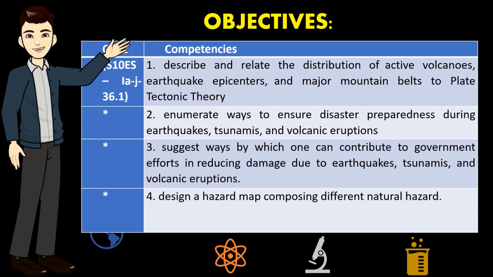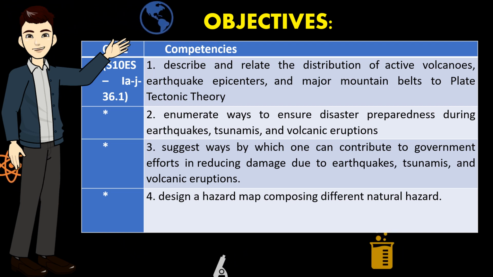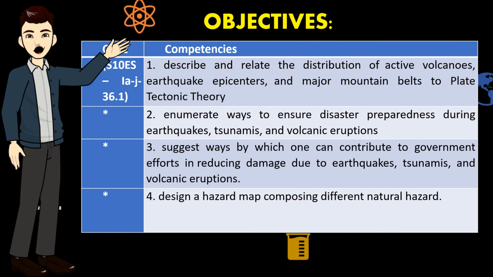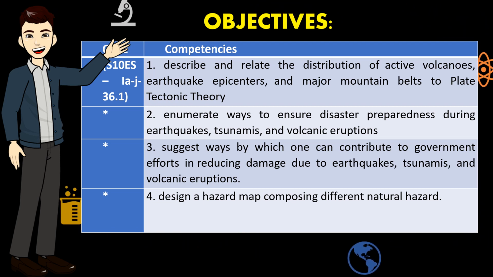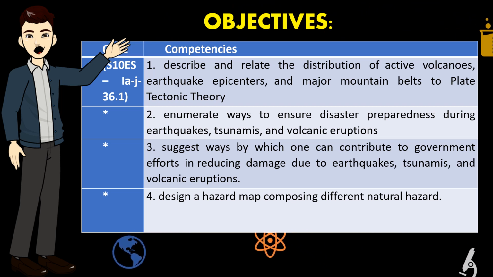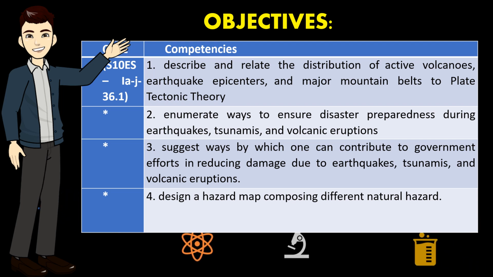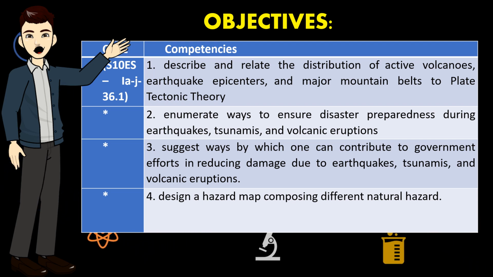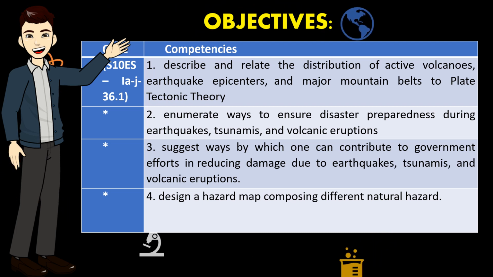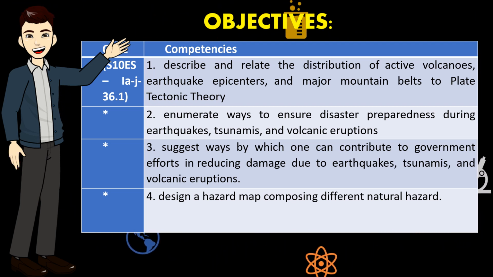Thanks for trying your best to remember what you have learned in your previous year's lesson and answering the short activity. Now let's all read the objectives for this module. 1. Describe and relate the distribution of active volcanoes, earthquake epicenters, and major mountain belts to plate tectonic theory. 2. Enumerate ways to ensure disaster preparedness during earthquakes, tsunamis, and volcanic eruptions. 3. Suggest ways by which one can contribute to government efforts in reducing damage due to earthquakes, tsunamis, and volcanic eruptions. 4. Design a hazard map composing different natural hazards.